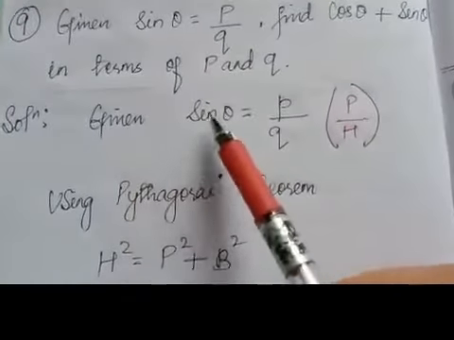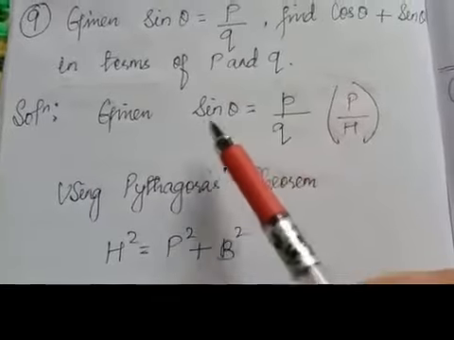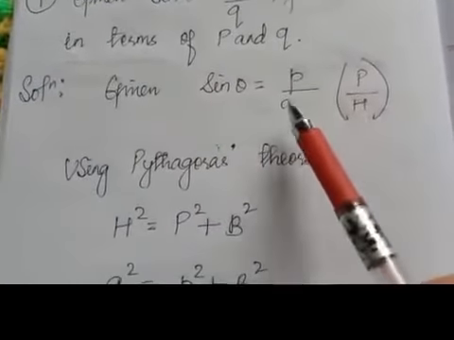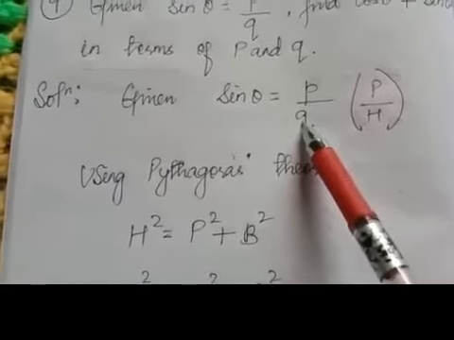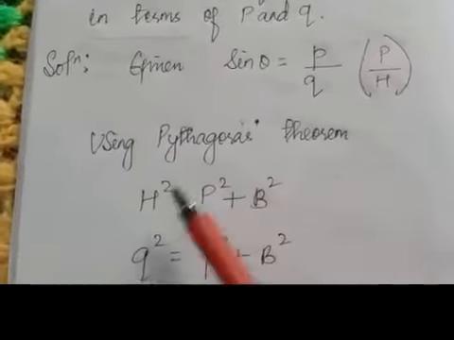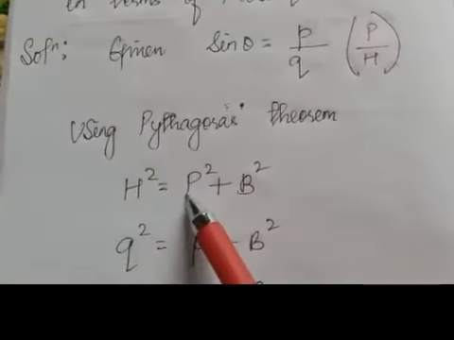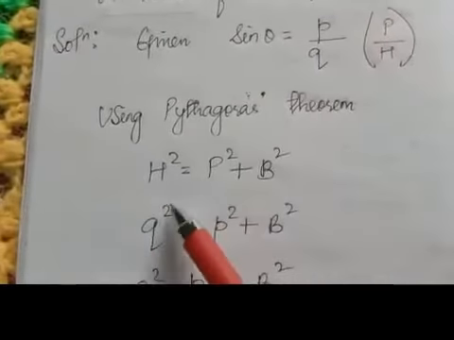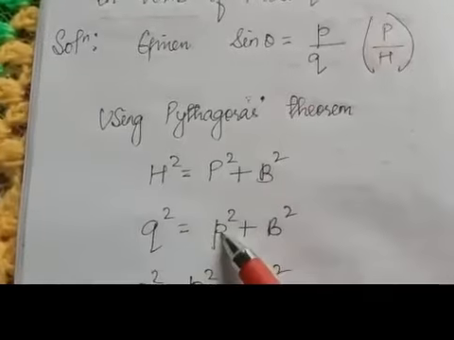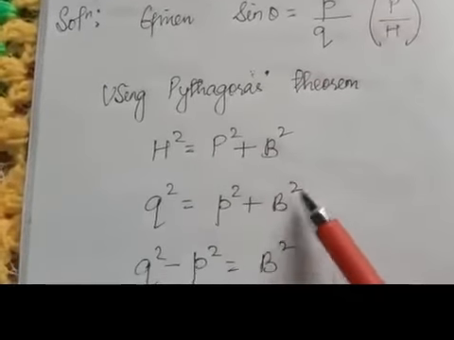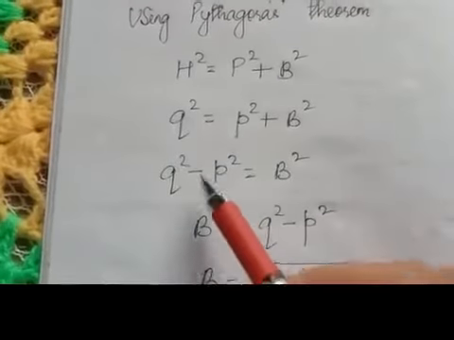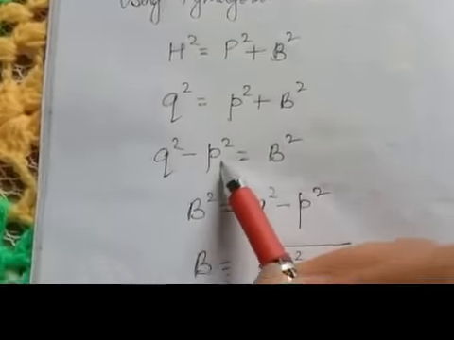So here, given sin theta is equal to P by Q. Sin is perpendicular by hypotenuse. So perpendicular is P, hypotenuse is Q. So we have to find the base. Using Pythagoras theorem, hypotenuse square is equal to perpendicular square plus base square. So hypotenuse is Q, Q square is equal to perpendicular P, small p, P square plus B square. Now Q square minus P square is equal to B square. So B square is equal to Q square minus P square.